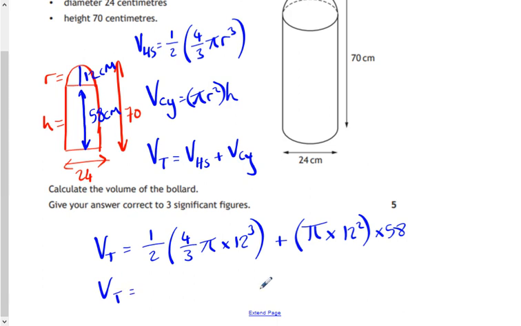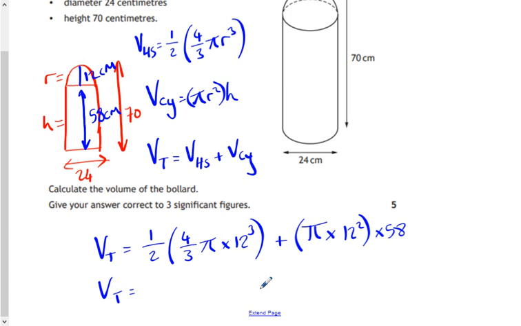And remember, we can also use 0.5 instead of a half. Times, I like to use 4 divided by 3 inside a bracket for 4/3. So I go 0.5 times brackets 4 divided by 3, close that bracket, times pi times 12 cubed. Remember, that's cubed, not squared. And then I add to that pi times 12 squared times 58. Now, if you type that into your calculator all in one, remember, BODMAS tells us that multiplication will happen before addition. So you should be fine with that.